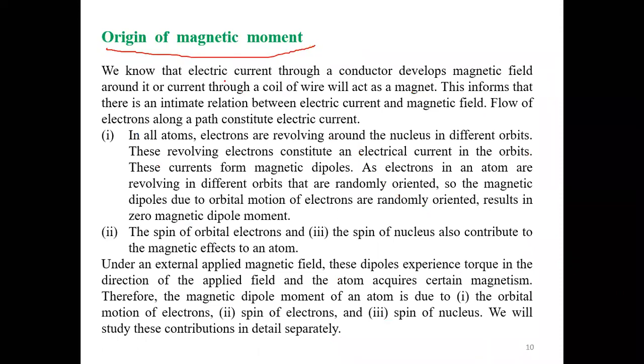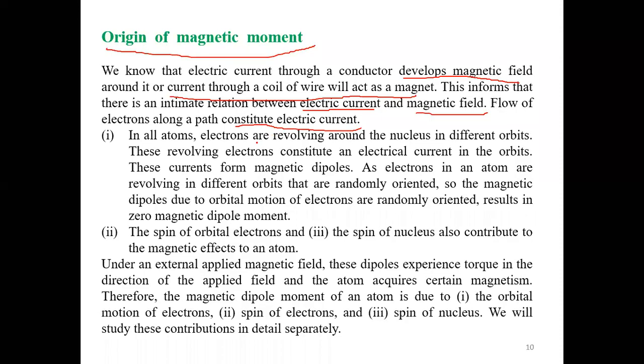Now, what is the origin of the magnetic moment? We know that an electric current through a conductor develops a magnetic field around it, and current through a coil of wire will act as a magnet. We have discussed this earlier. So this informs us that there is an intimate relationship between electric current and magnetic field. And the flow of electrons along a path constitutes the electric current.